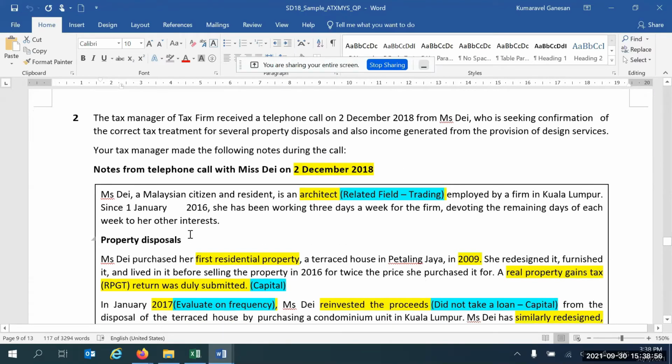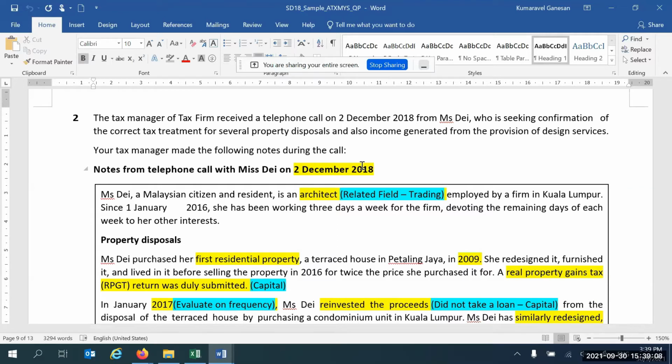Now you must notice the date. Notice the date: 2nd December 18, usually the exam day. Miss Day, a Malaysian citizen and resident. I don't really need to highlight citizen and resident. I'm not sure why it's there, maybe we may use it later. But anyway, if you want, you can highlight. It may be used, it may not be used.